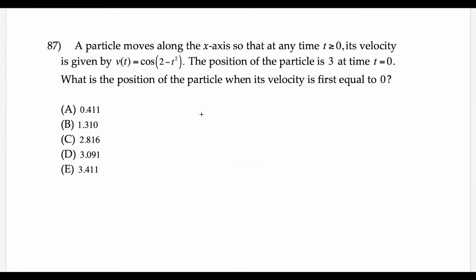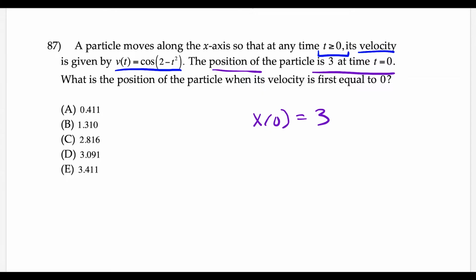So question 87 is that concept again. The integral of the rate tells you the net change of the function. So we have a particle going along the x-axis, so it's going left and right. T is greater than or equal to 0, and we have velocity given by this function here. And we're told the position of the particle is 3 at time t equals 0. This tells you that x of 0 is equal to 3.